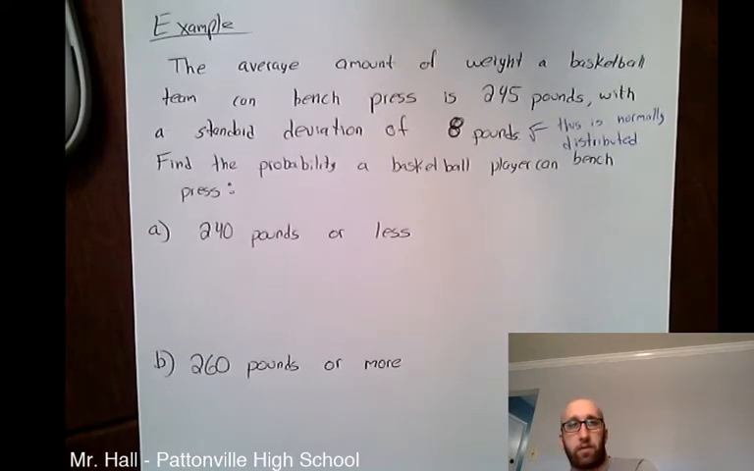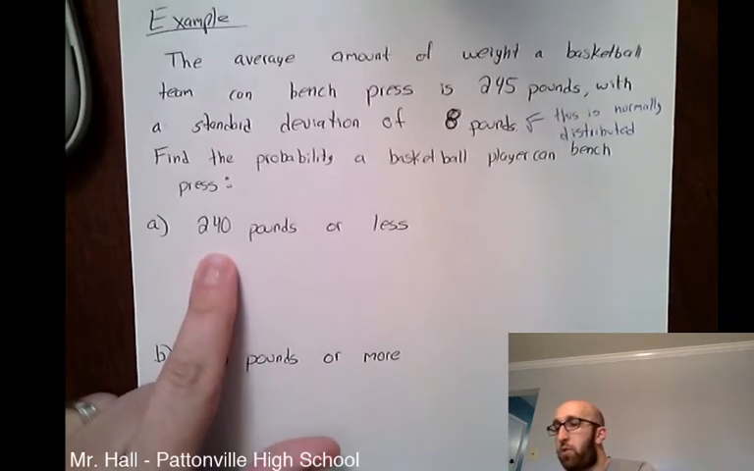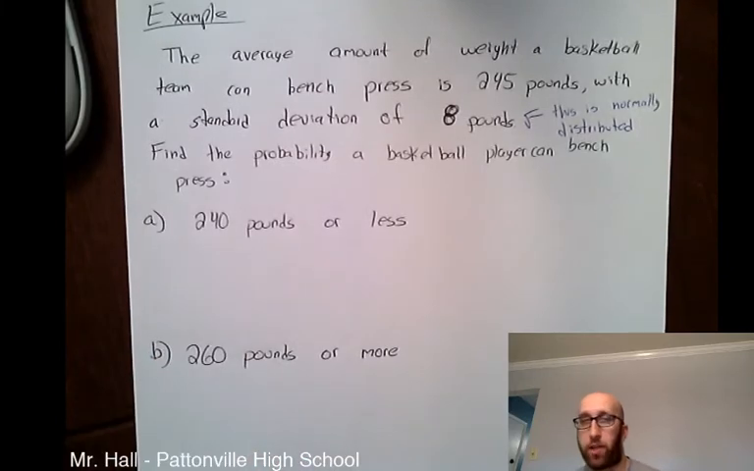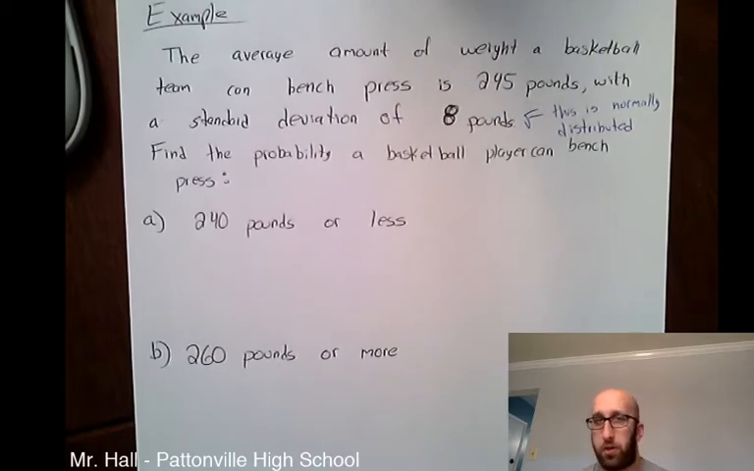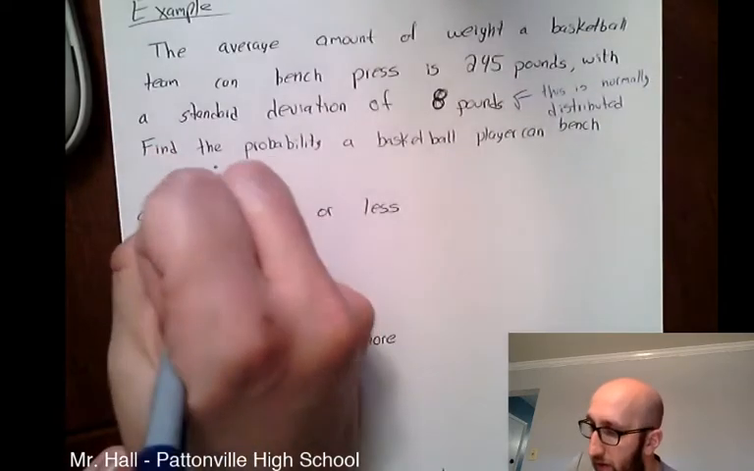What I want to figure out is the probability a basketball player can bench press, in option A, 240 pounds or less. So I want to figure out the probability that a player on this team, where the mean bench press is 245 with a standard deviation of 8, can lift 240 pounds or less. So what we're going to do is a z-score. We're going to start with that, and then we'll introduce how the probabilities relate here.